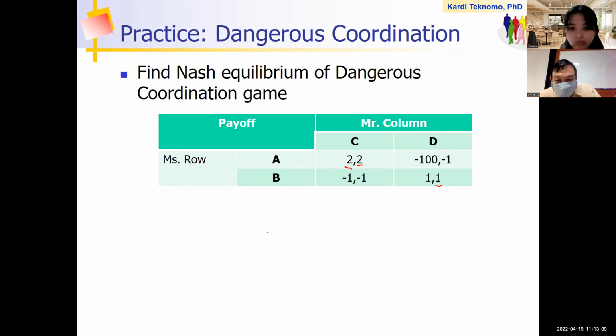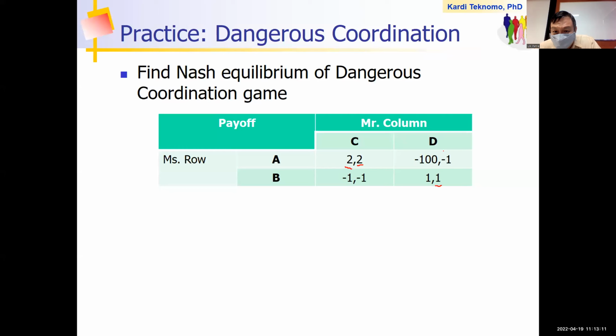Next, if Mr. Column said D, what will Miss Row do? Between negative 100 and 1, of course, will do 1. So then these 2 are the actual Nash equilibrium. Okay?